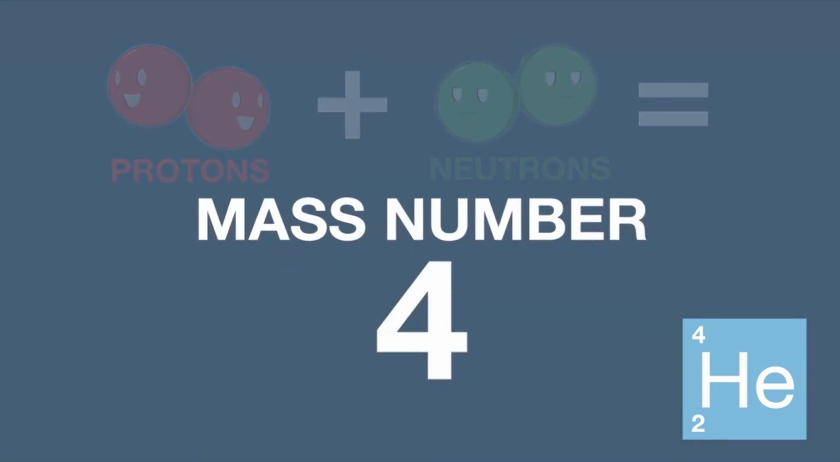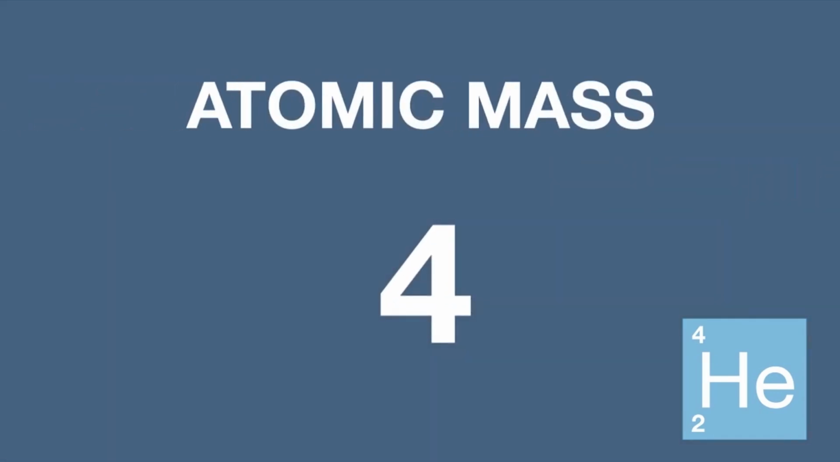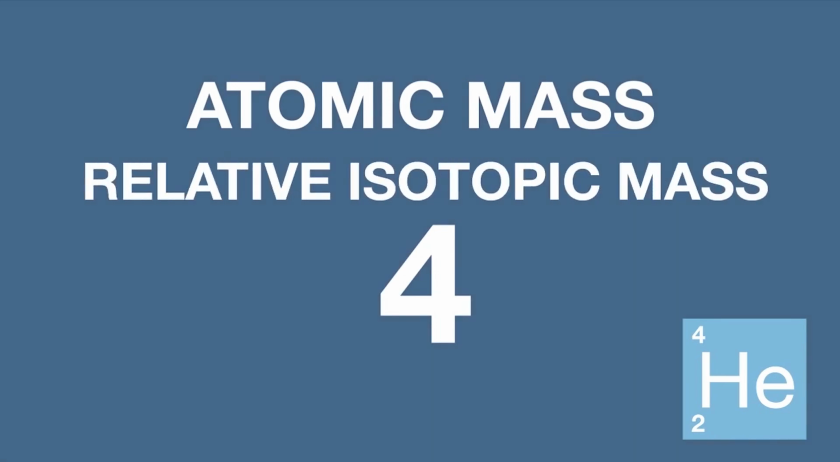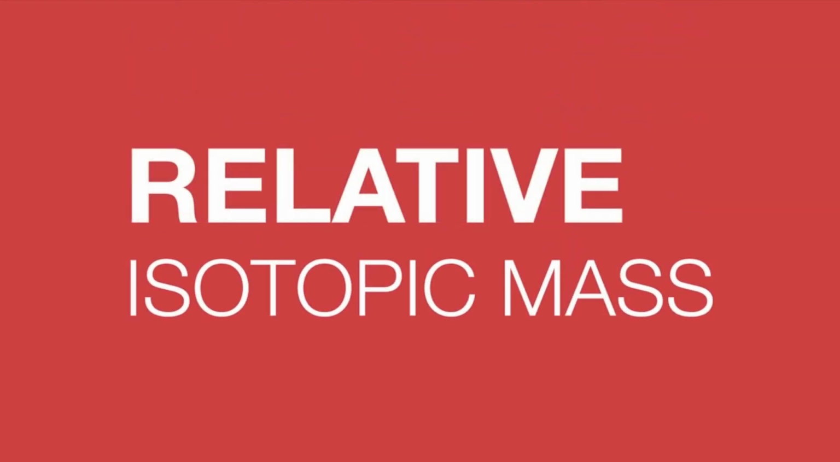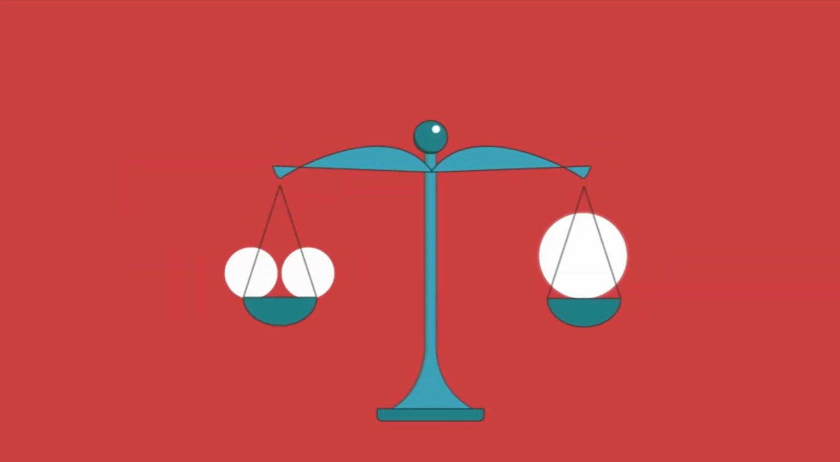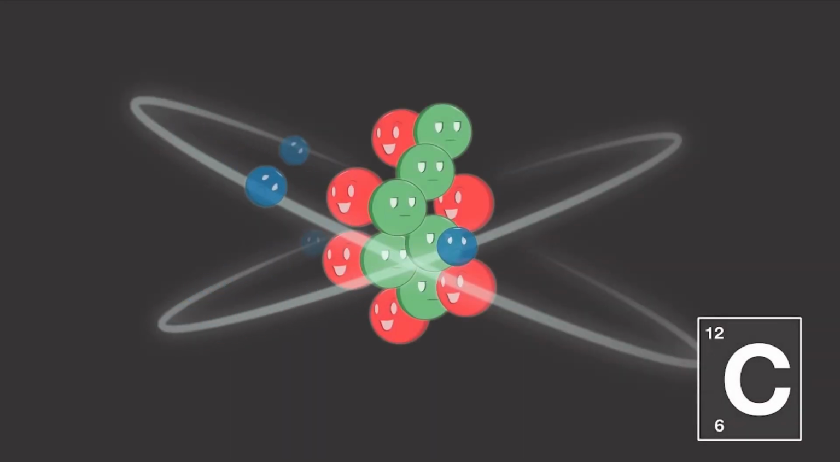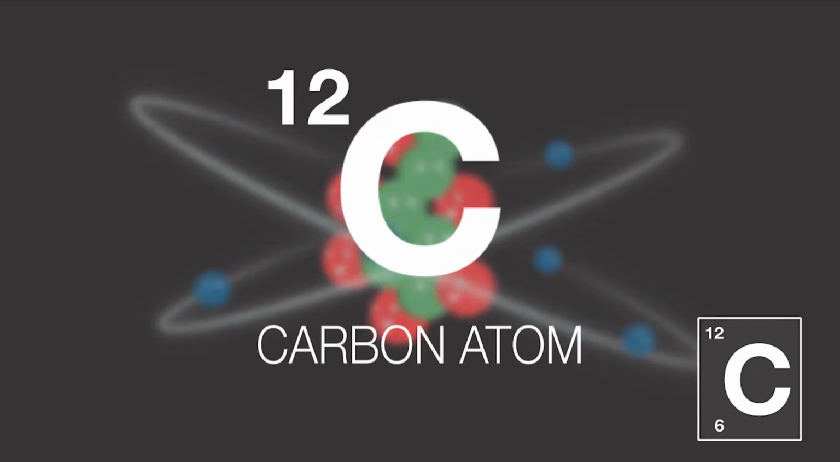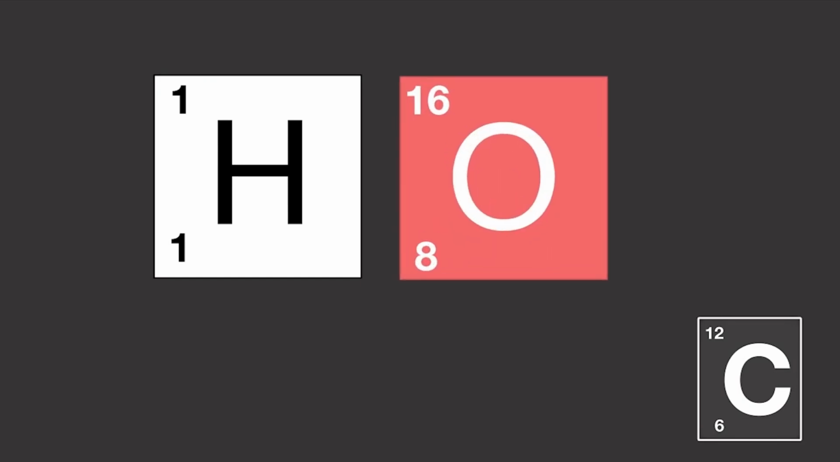This actually means it has an atomic mass, or relative isotopic mass, of 4. But 4 what? The clue is in the name, relative isotopic mass. It is a unit of measurement that is based on a comparison to something or in relation to something else. That something else is a neutral, unbound carbon-12 atom.